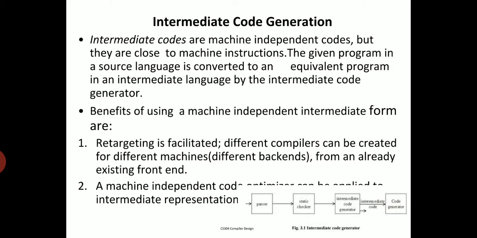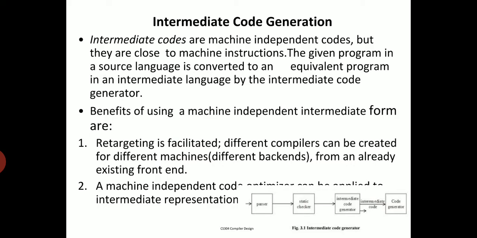First topic is intermediate code generation. As we know, intermediate codes are machine independent code. Even though they are machine independent, they are close to machine instruction, because from that intermediate code we are translating it into machine code. In the case of intermediate code generator, the input will be syntax tree, that is the annotated syntax tree from the semantic analyzer, and its output will be intermediate code.